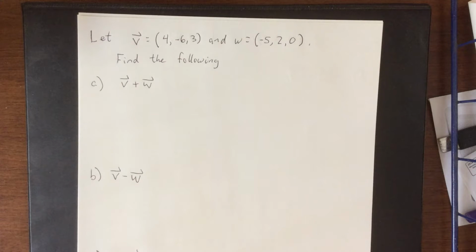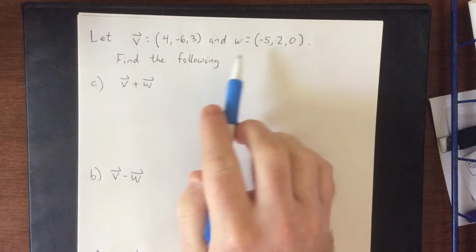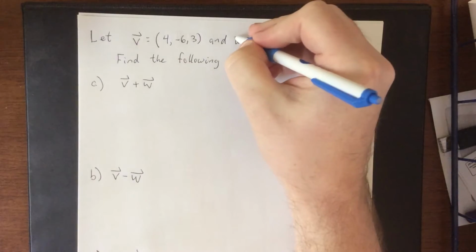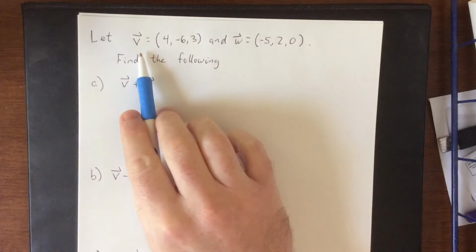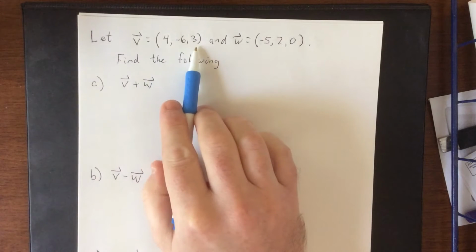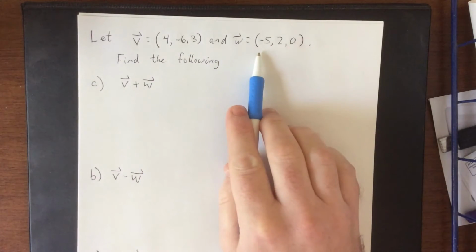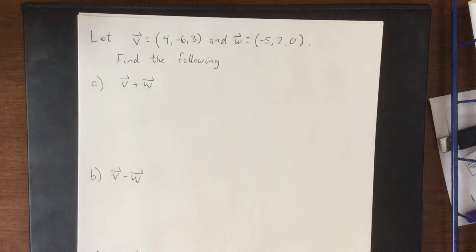In this video, we're going to be looking at some examples of elementary vector operations. We're going to be dealing with a couple of vectors that are in R3. Vector v is going to have components 4, -6, 3, and vector w is going to have -5, 2, 0 for its three components. What I'd like to do is find the following based on these two definitions.